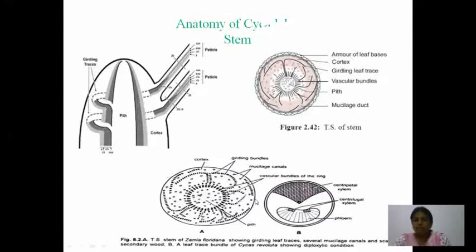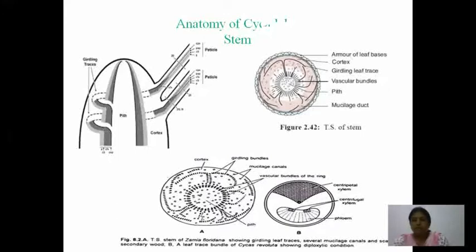the persistent leaf bases' sclerenchymatous tissues give strength to this monoxylic wood, which is soft-wooded. These sclerenchymatous tissues of the leaves give strength to the stems of these members of Cycadales.